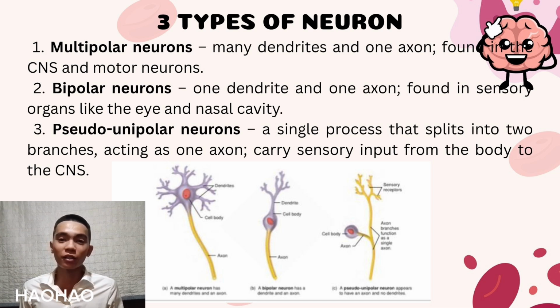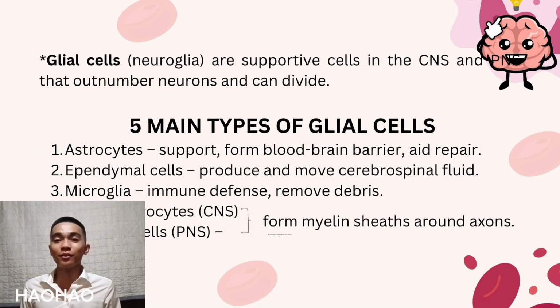The second part of the picture, as you can see below our slides, is the bipolar neurons. And the last one, the third part of the picture in the bottom of our slides, is the pseudo-unipolar neurons. And now, let's proceed to the glial cells.